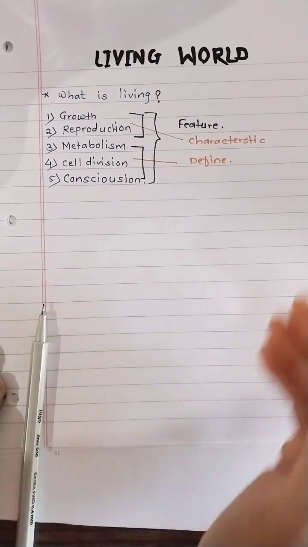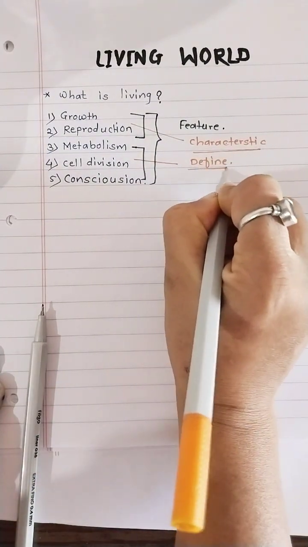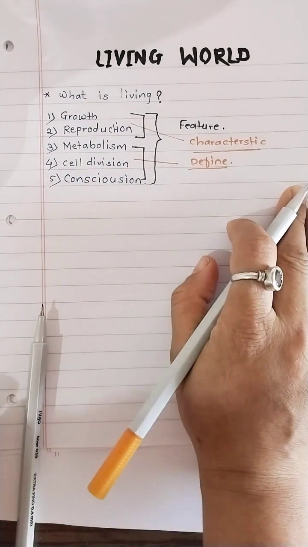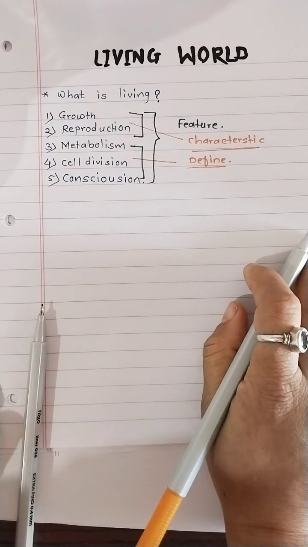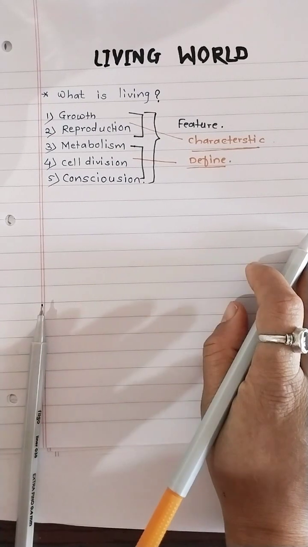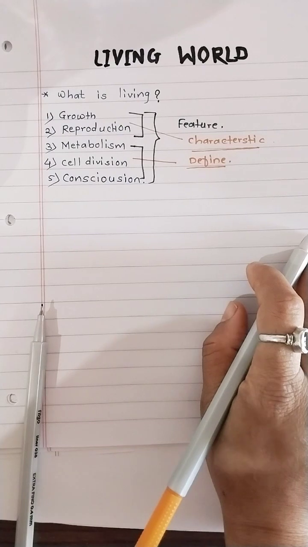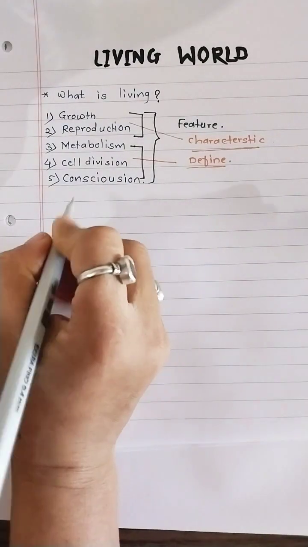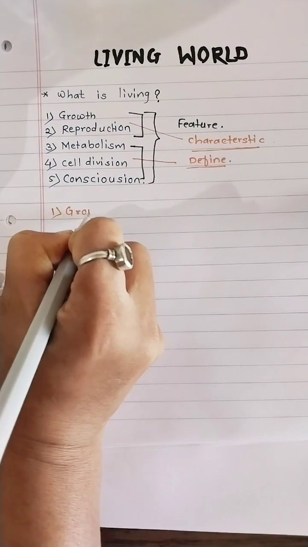What is the difference between a characteristic feature and a defining feature? The features which show some exception are known as characteristic features. But features that do not have any exception are called defining features. So let's start by describing the first feature, which is growth.